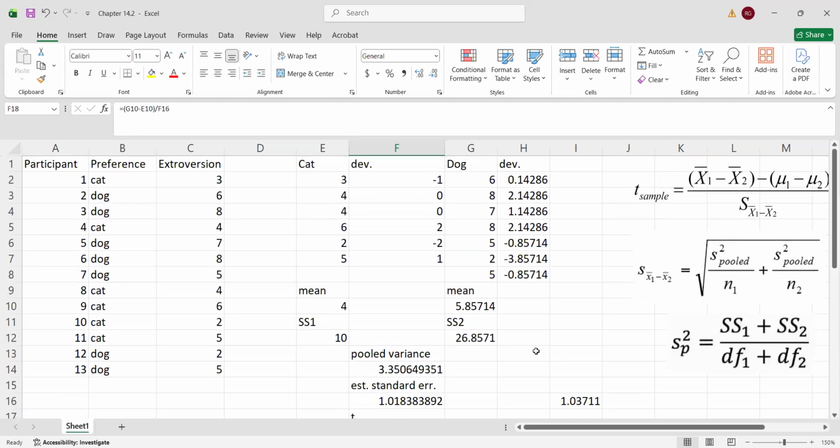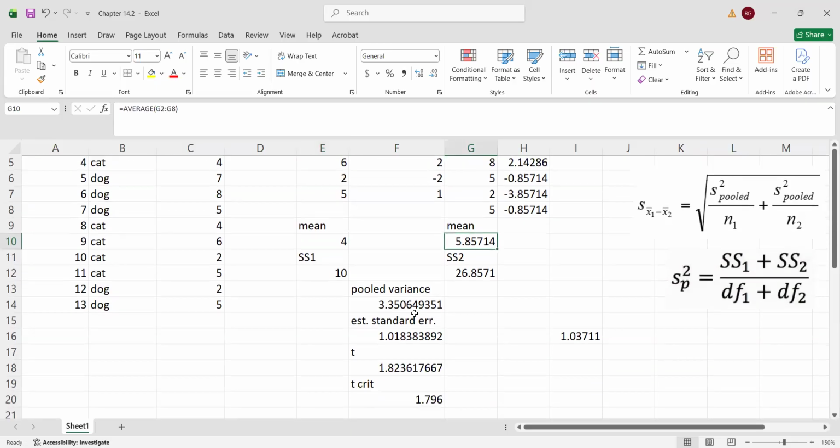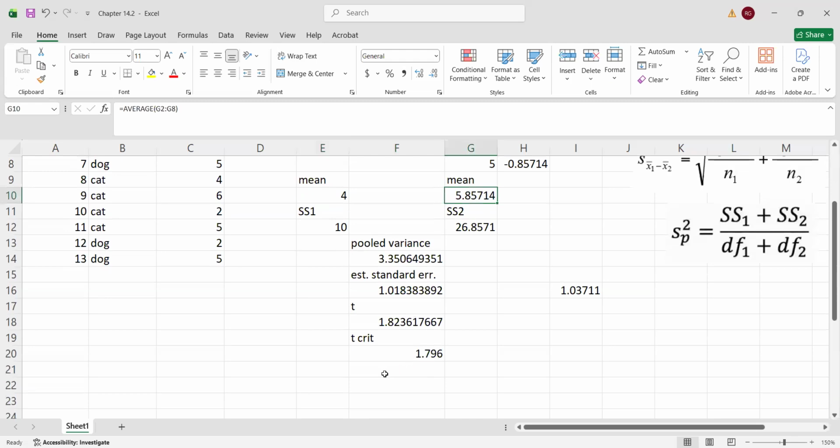What was the null hypothesis? The null hypothesis is that there's no difference between the average extroversion between the two groups. There's no difference between these two group means. But in fact, we reject that null hypothesis and conclude that our alternative in this case, which was dog people on average have higher extroversion ratings than cat people, is true, and therefore these two means are significantly different from each other. Very, very nice.